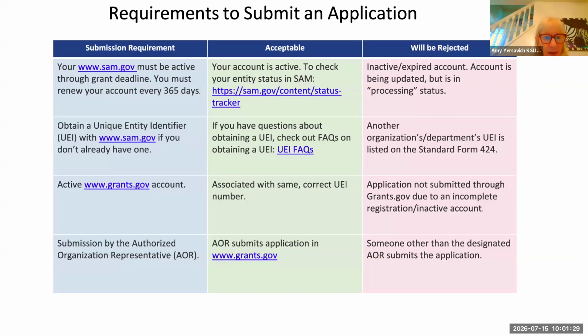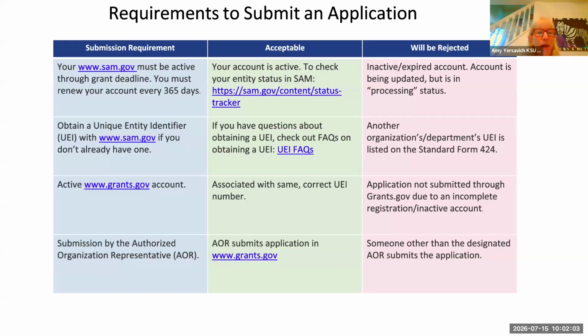And we want to make sure that your grants.gov account is associated with the correct UEI number. FAQs will talk about that as well. And that your authorized organization representative, and this is when you set up these accounts, you will have to give an authorized organization representative, or you may already have one. They are the only ones that can submit this via grants.gov.